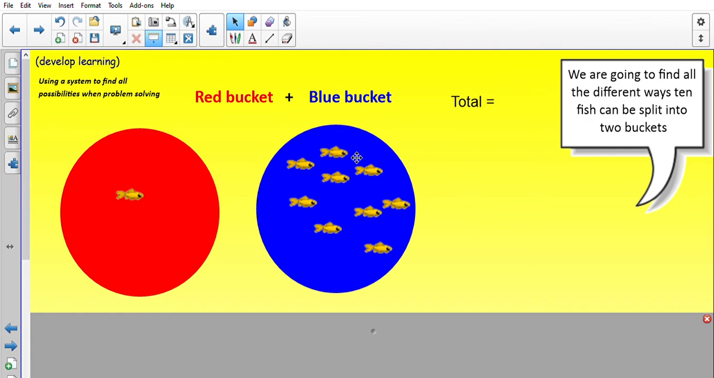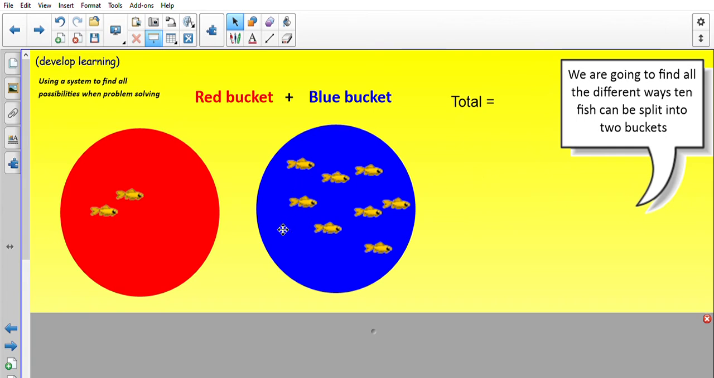Brilliant. Right, I'm going to swap it round now. Because he's a bit lonely on his own, I'm going to take this little fishy here to put him in there. Now, I haven't got any more fishes. I've still got 10, but this time I've got 2 in the red bucket. And 1, 2, 3, 4, 5, 6, 7, 8 in the blue bucket. So 2 add 8 makes 10 altogether.